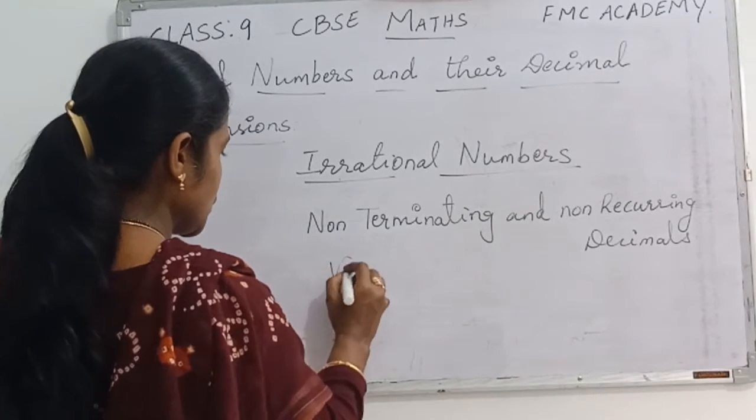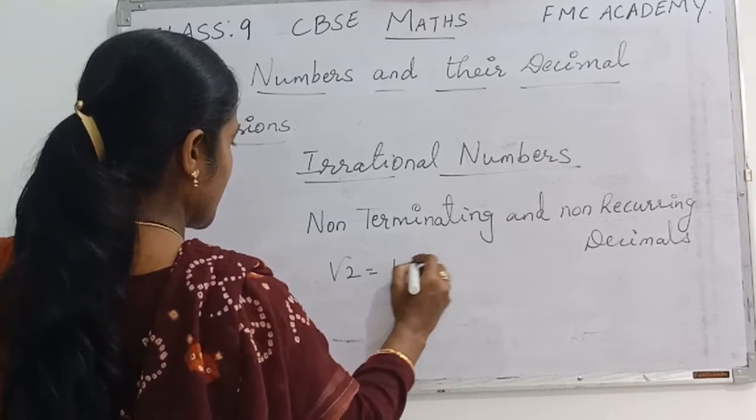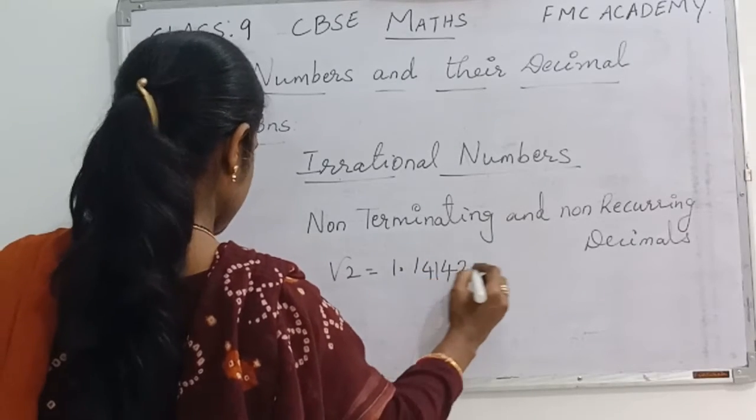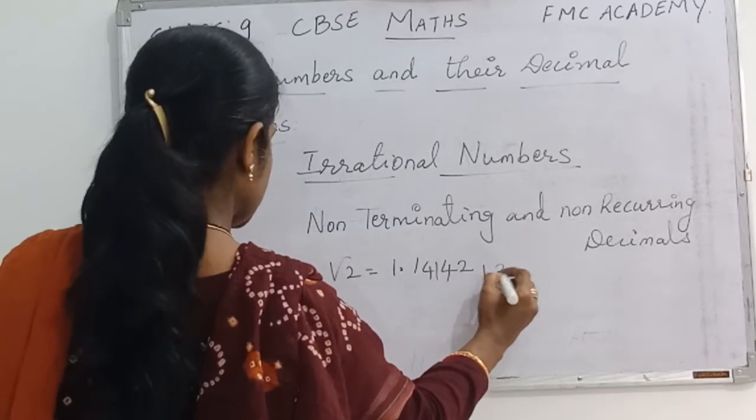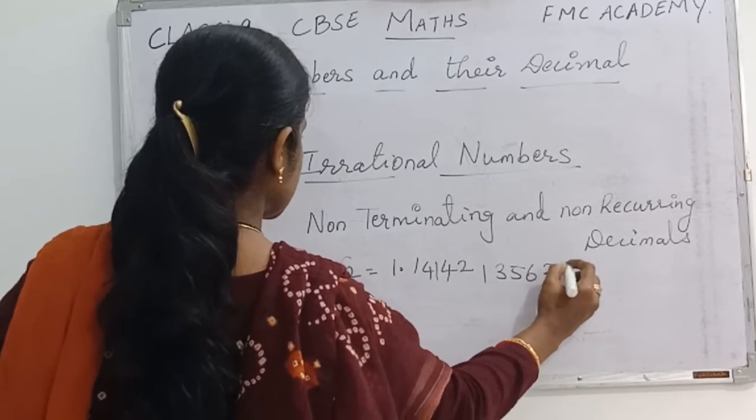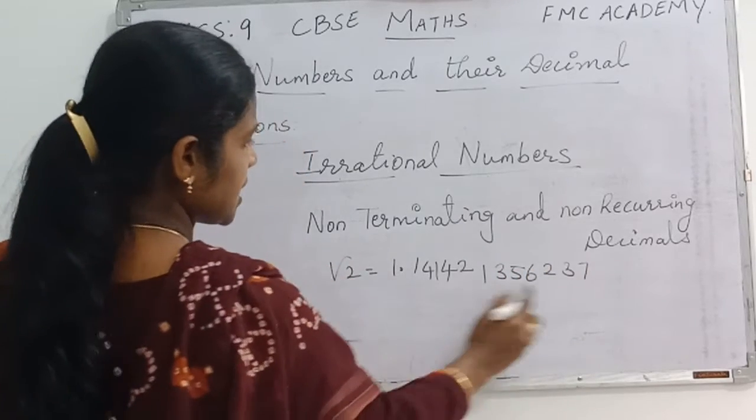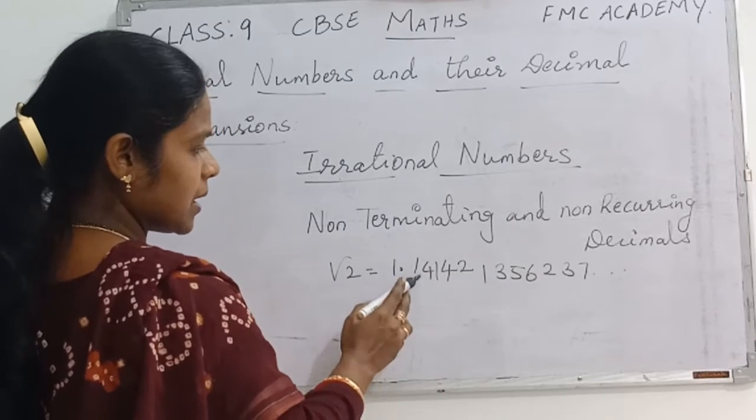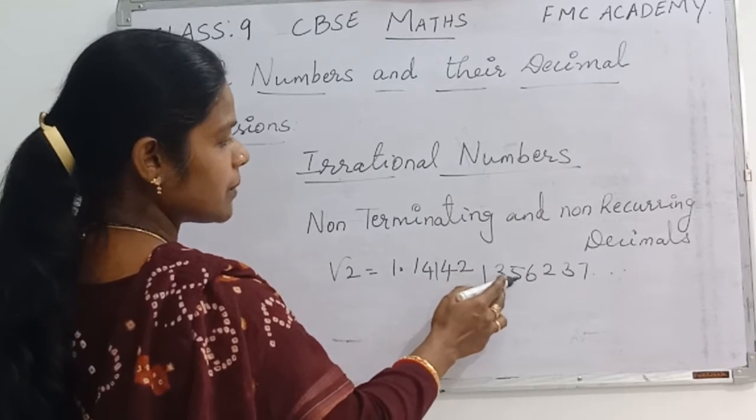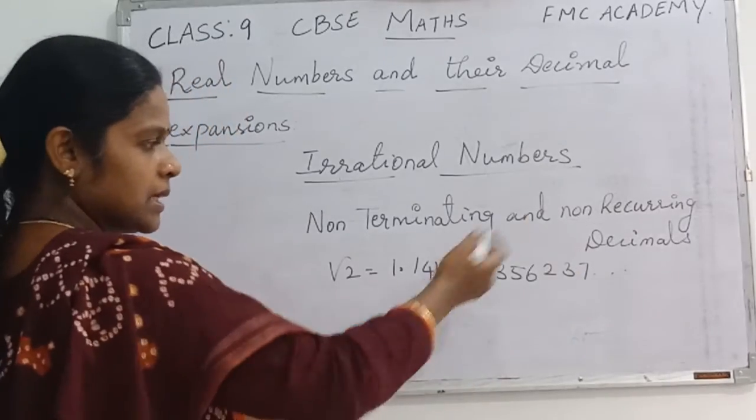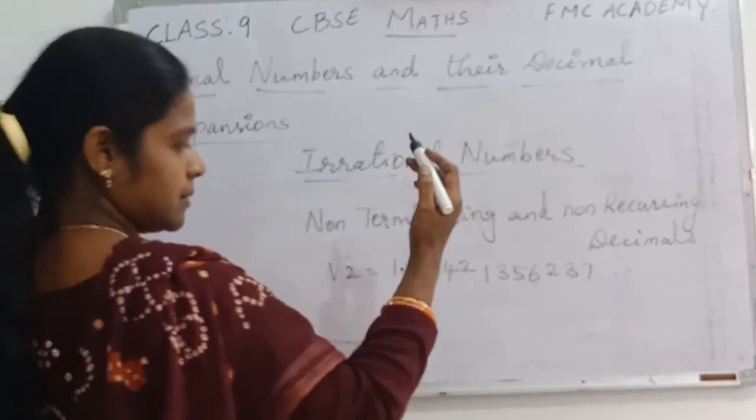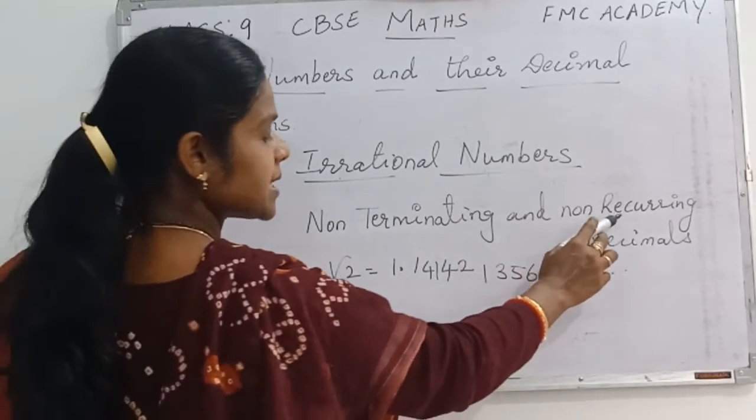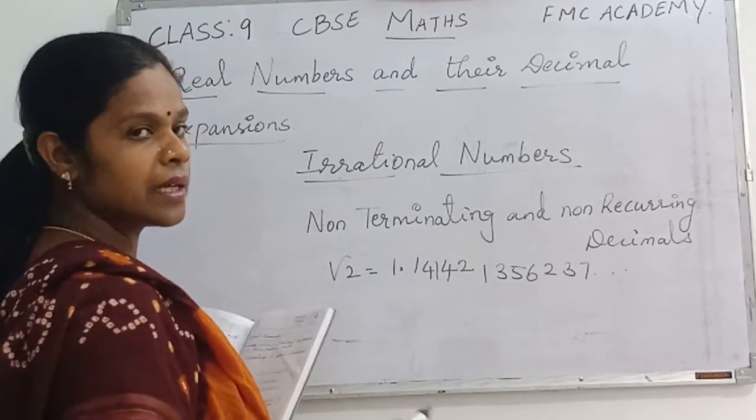Suppose you take root 2, which is equal to 1.41421356237 and so on. In this you can see the digits are not repeated, like 1.4142 1356237. The decimal is non-terminating, and as you can see here, it is not recurring. None of the digits are repeated.